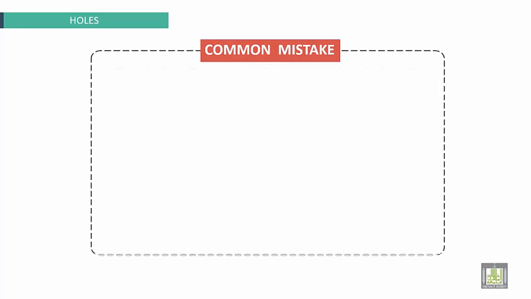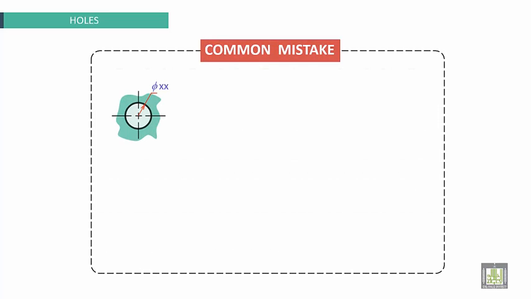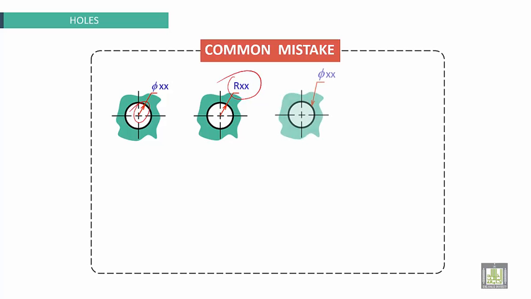Common mistakes for holes are, for example, to put the arrow of the dimension line not inside the hole, the circle of the hole. This is wrong. Also, to specify the hole with R, this is wrong. The inclination of this line is not between 60 and 30 degrees. This is wrong. Here, the arrow is directly on the center.